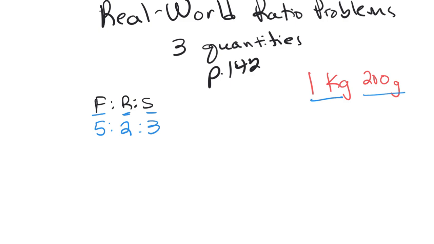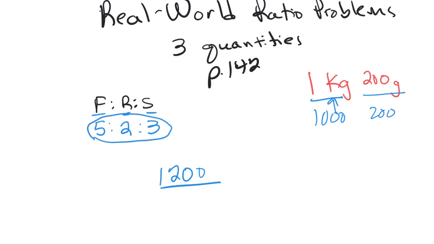I need to know how many grams there are in a kilogram. If you don't know that, you can research it. But kilo means 1,000 in the metric system. So 1 kilogram is 1,000 grams. So if we have 1,000 here and 200 here, we have 1,200. Let's take that 1,200 and we're going to divide that by the total of the mixture, which is 5 parts, 2 parts, and 3 parts.